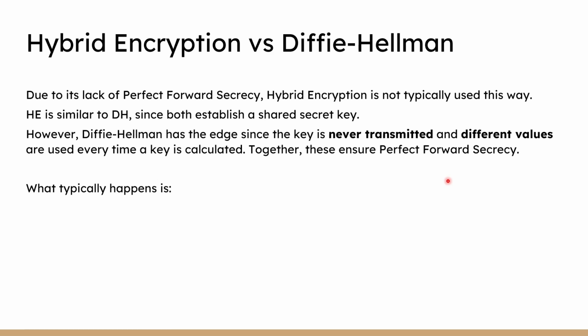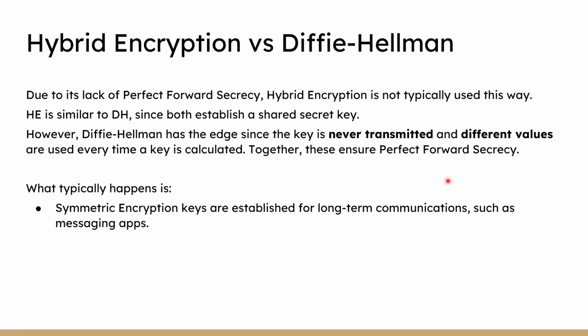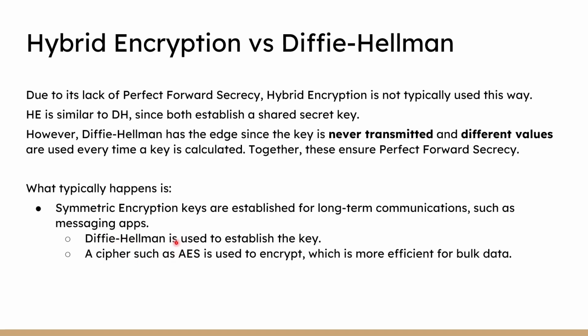So what typically happens in the real world is symmetric encryption keys are used for long-term communications, such as messaging apps, and Diffie-Hellman is used to establish this key, or some form of it. There are actually more complicated versions of Diffie-Hellman, but they're out of the scope of this. And then once you have this symmetric key, you use a cipher such as AES to encrypt the actual data, because this is way more efficient for bulk data compared to just encrypting it with public key encryption.